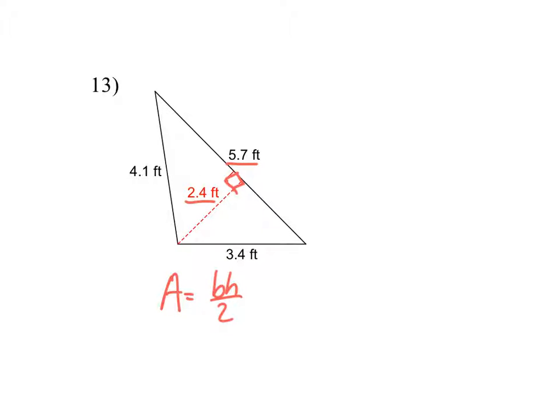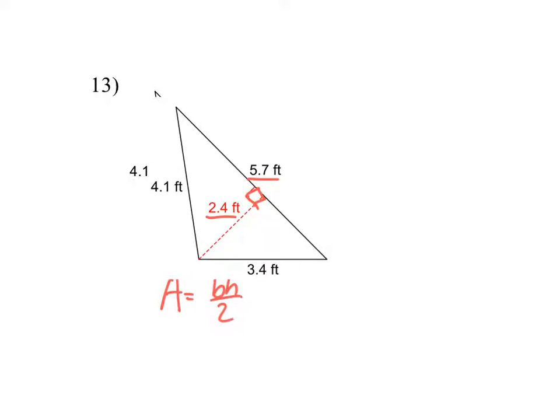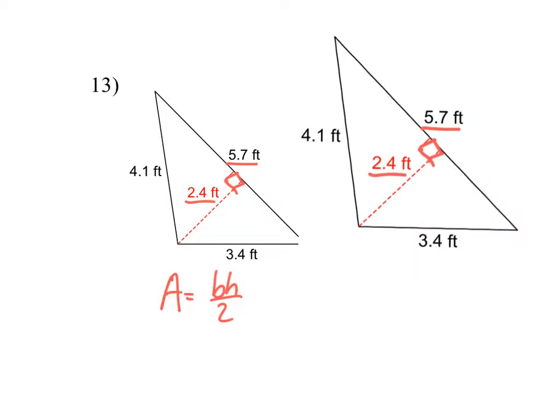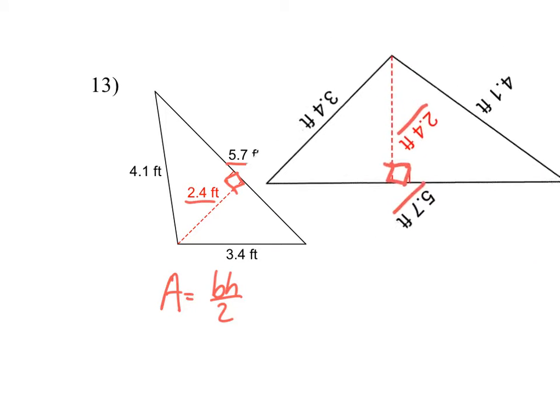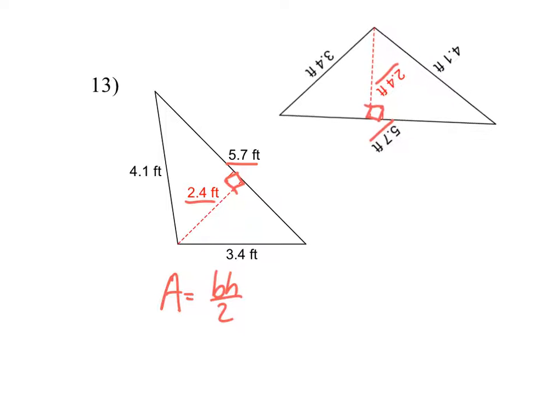So what I'd recommend doing is, if you need to, just turn the figure on your page a different direction. So I'm going to copy paste this and bring it over here. This triangle would probably make more sense if you saw it like this, where that 5.7 is actually sitting on its base. So that would make that our base and this our height. So whenever you're filling it out, the base is going to be that 5.7 times the height of 2.4 divided by 2. I'm going to let you guys finish that part up on your own.